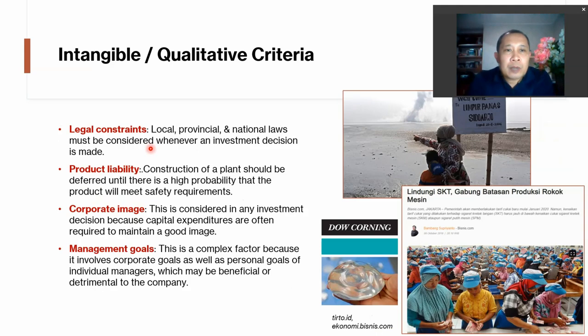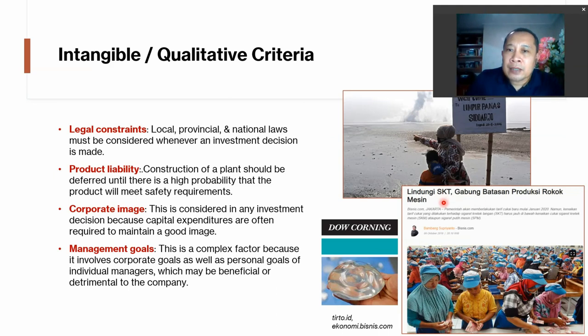Moving on, the next one is legal constraints. So whenever a company decides on an investment, they have to observe local, provincial, and also national laws. So for example, this is news about regulation on machine-made cigarettes. Now, maybe some of you have heard that Indonesia imposes rules that limit the proliferation of cigarette making machines because we want to protect our labor by encouraging these cigarette brands to maintain their hand-rolled production lines.